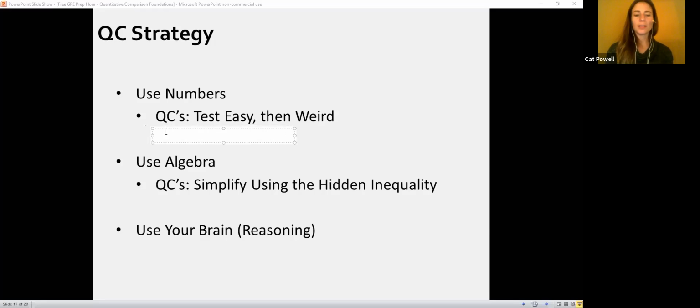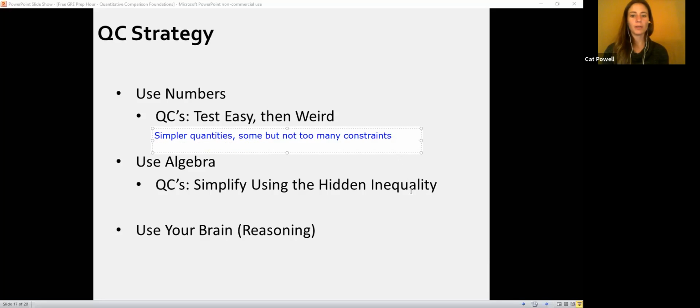Let's come back to the question I asked. What might I see in a question where I think, okay, I'm going to test some numbers. I'm going to test some cases here. Not sort of simpler quantities. Some, but not too many constraints. Nice. So there's some flexibility in what it might test. The quantities are simpler. Sometimes if it looks easier.